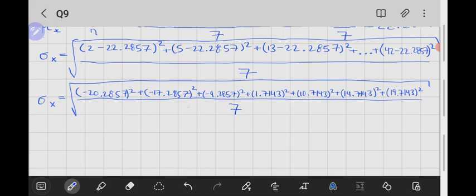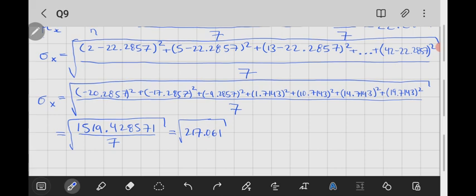Now we square all our values and take their sum to find our numerator. After calculating, we should find it to be 1,519.428571 over 7. We divide this first to get 217.061, and then take the square root of our answer, which is 14.73299781, but we can round that to 14.733, and we've rounded the 2 up here.